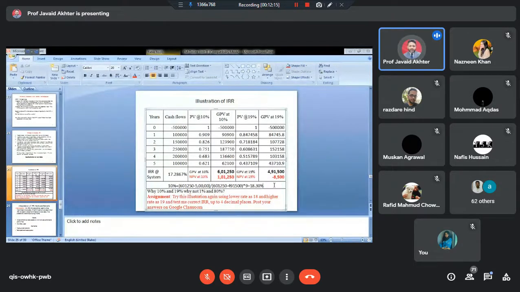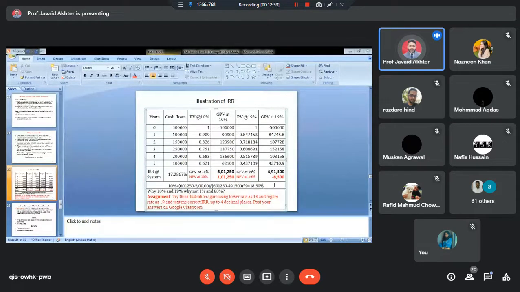Our answer is 18.30%. Now I'll explain what is this 18.30% and what will be the next basis. In all we are discussing 5 bases: 1 meaning, 2nd calculation, 3rd decision, 4th merit, 5th demerit. 2 I have explained to you. Meaning I have explained, calculations I have explained.